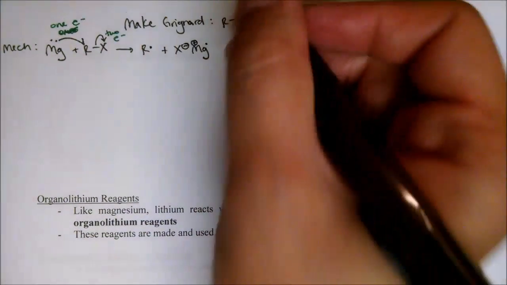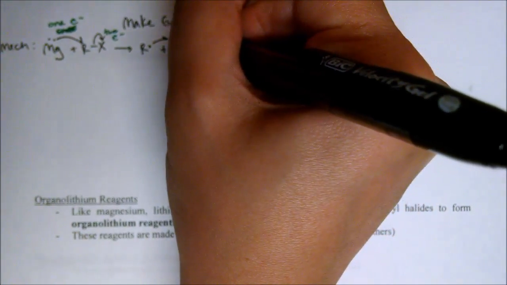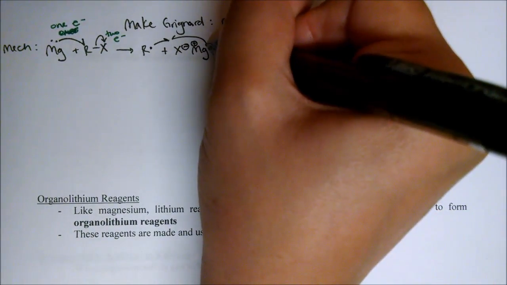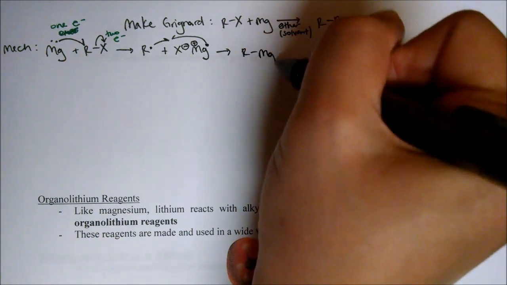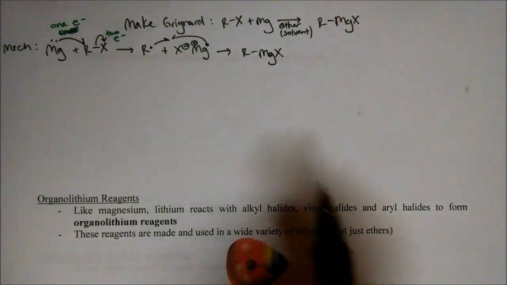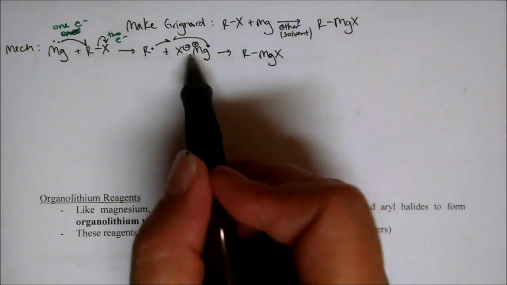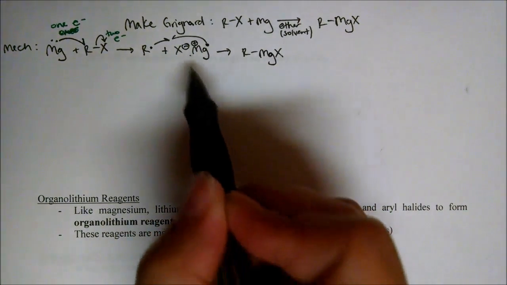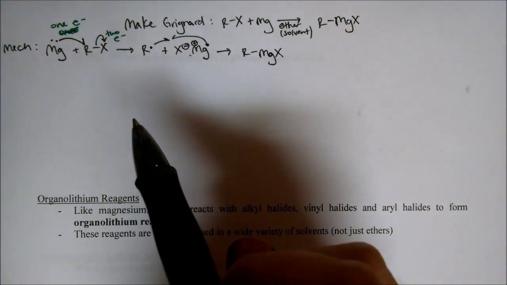And so we have two radicals in solution, they come together. They find one another. And we make our RMgX. So it's really just an ionic bond taking place here. We don't need to show it. It's just an ionic bond, the coordination between the X minus and the metal plus.